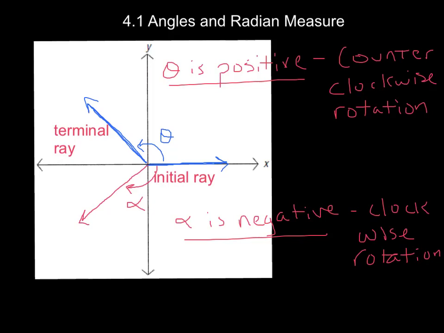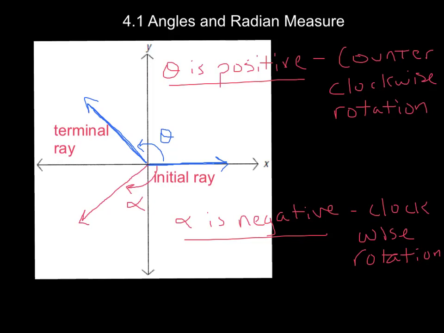So remember we talked about the initial ray, and the initial ray being the one that is on the positive x-axis. The terminal ray is then where the rotation, where the angle stops. And the terminal ray determines what quadrant the angle is in. For example, this angle theta, we would say, lies in the second quadrant.